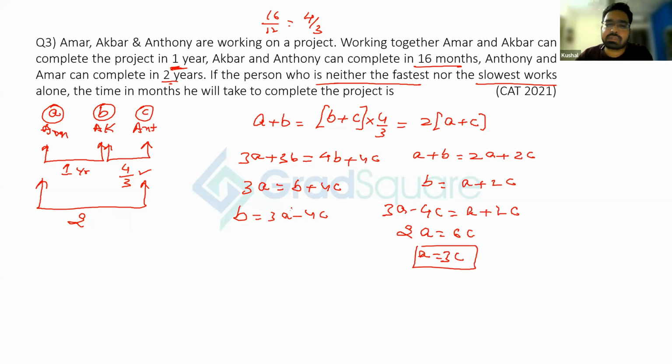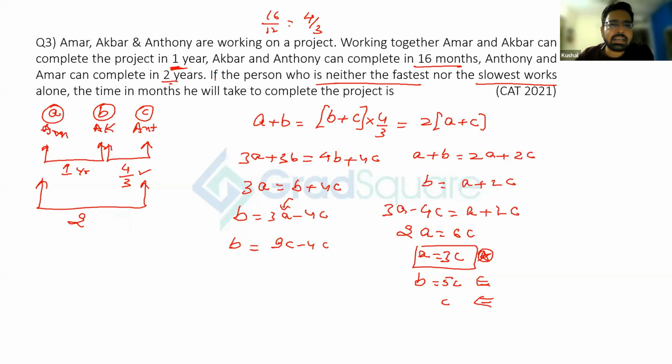If A turns out to be equal to 3C, I put it over here, I'll get the value of B in terms of C again. So it is turning out to be 9C minus 4C. So B turns out to be equal to 5C, and C does C units. So who is the fastest? B is the fastest. Who is the slowest? C is the slowest. Who is neither the fastest nor the slowest is A, which is doing 3C units every year.